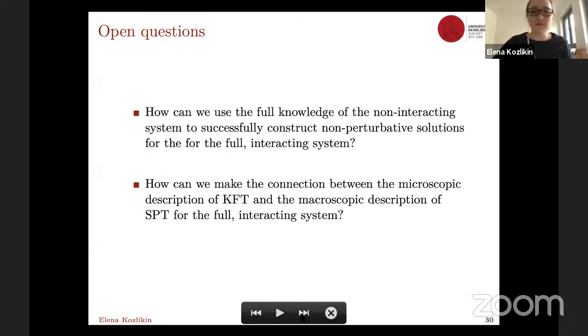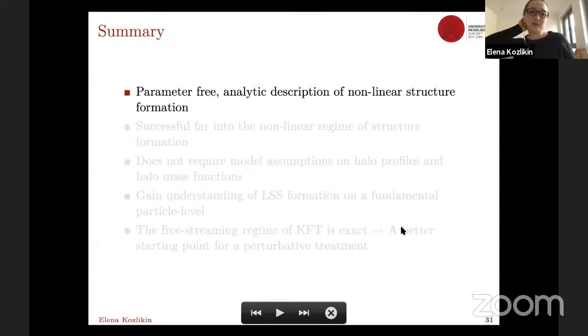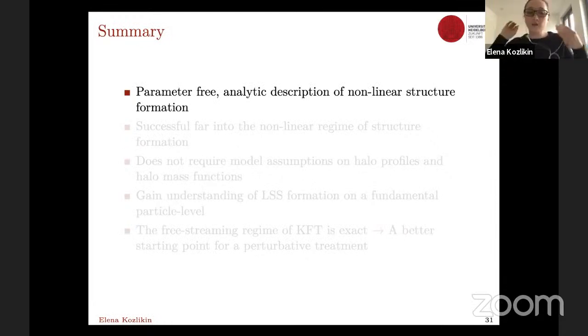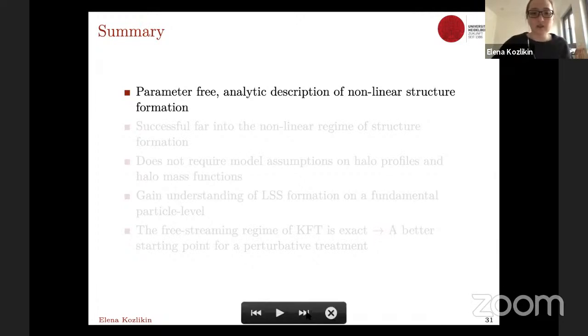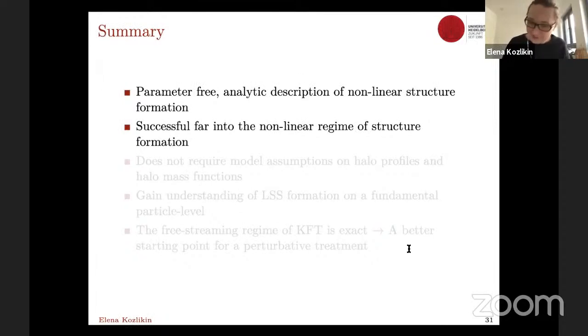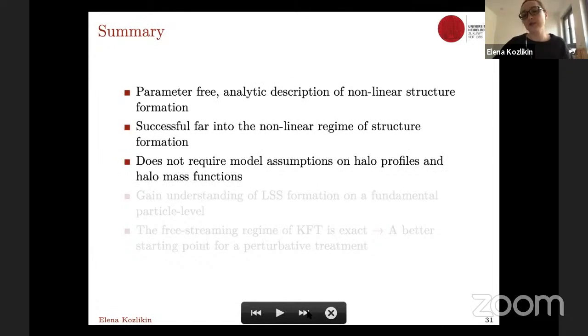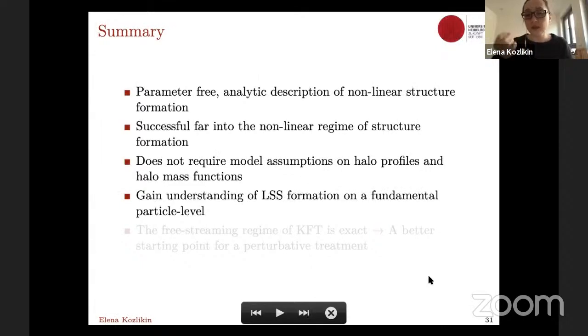Right, and I'm basically at the end of my talk. So let me just summarize. Kinetic field theory is a parameter-free analytic description of nonlinear structure formation. So far, it's been very successful in the nonlinear regime of structure formation. We don't need to make any assumptions on halo profiles or halo mass functions. It allows us to get a fundamental understanding of large-scale structure formation on a particle level.